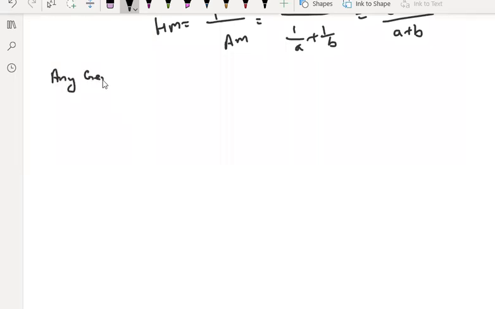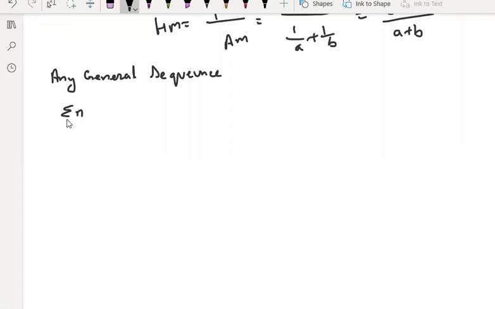Now next would be any general sequence. Just think about this. For any general sequence, you should know some fundamental formulas. We can derive them, but obviously I'm not deriving them today. Suppose we have summation of n.